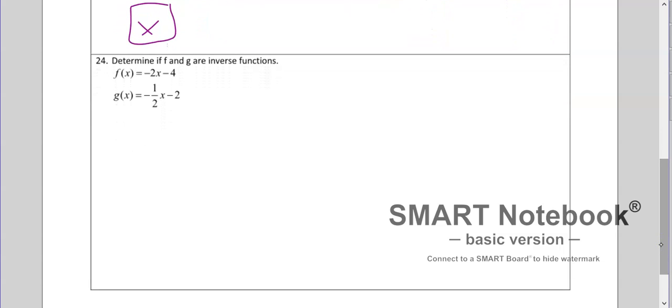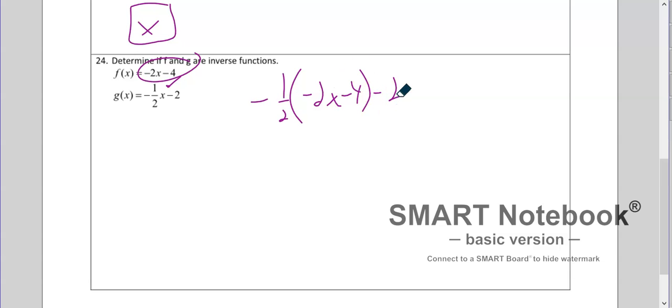All right, last one. This goes here. So negative 1/2 times negative 2x minus 4 minus 2. Don't forget that last part. Distribute this here and here. Negative times negative is positive. Half of 2 is 1. Negative times negative is positive. Half of 4 is 2. Those cancel. Boom. Halfway to yes.